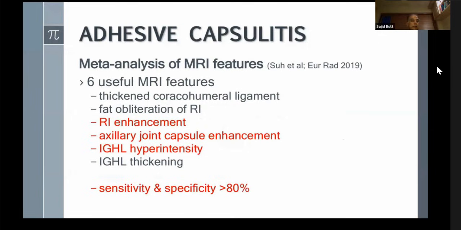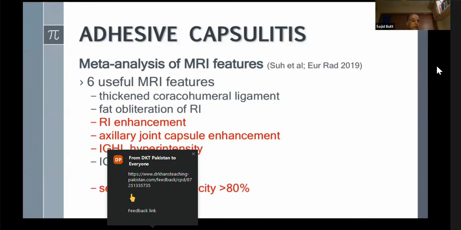You can get to see a thickened coracohumeral ligament. You would see that the normal presence of fat within the rotator interval is gone. You would see enhancement of the rotator interval fascia. You will see thickening and enhancement of the axillary capsule. You would see a hyperintense and thickened inferior glenohumeral ligament. And according to this study, you have a more than 80% sensitivity and specificity to make this diagnosis.